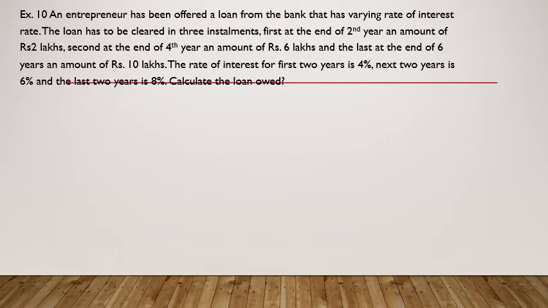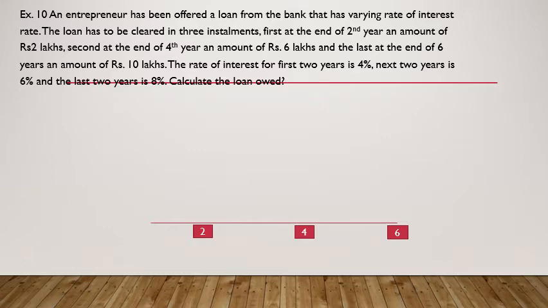Again, whenever you get a problem, you have to identify what is the given data and what is to be found out. Now, an amount of 2 lakh at the end of second year, 6 lakh at the end of fourth year, and 10 lakh at the end of 6 years is given, and we must calculate the loan owed. When do we take the loan? We take the loan at the beginning of the term, that means at t is equal to 0. So F is given and P is to be found out. Let us see the cash flow diagram.